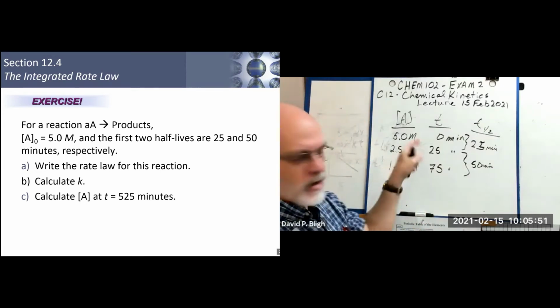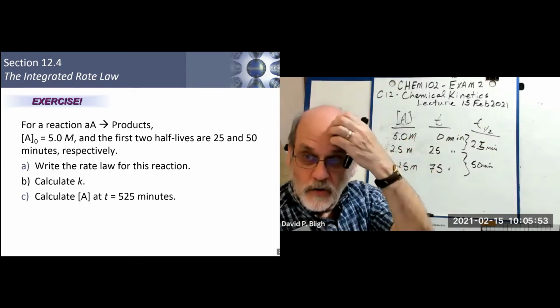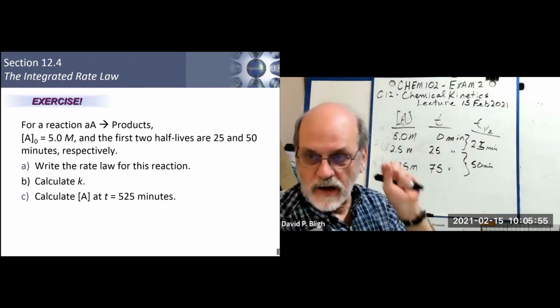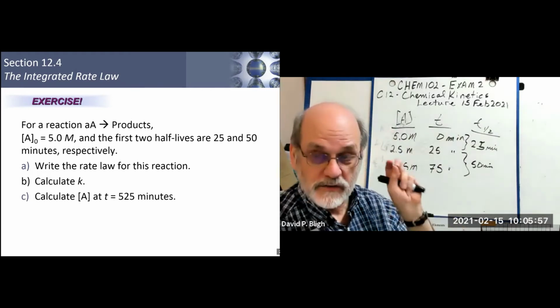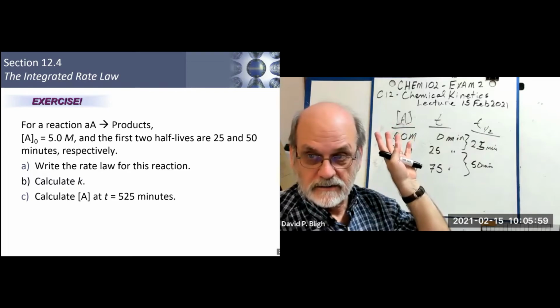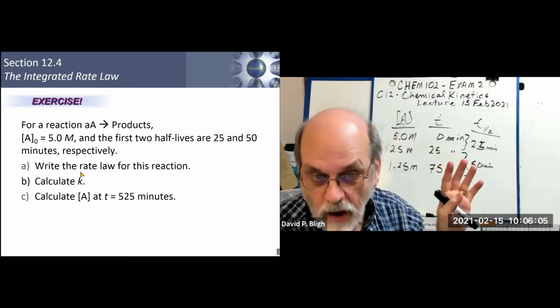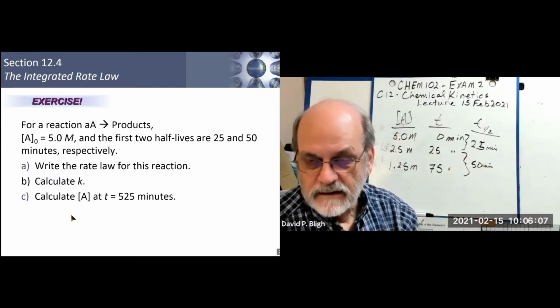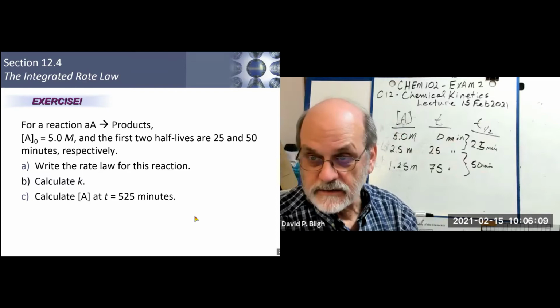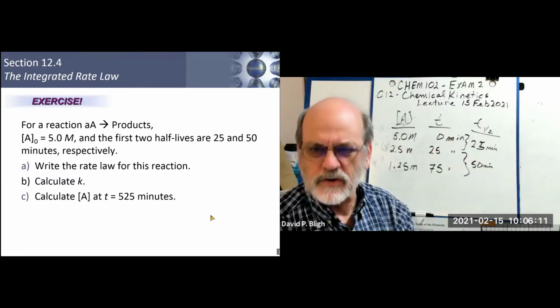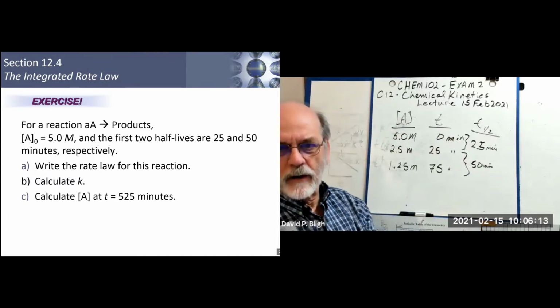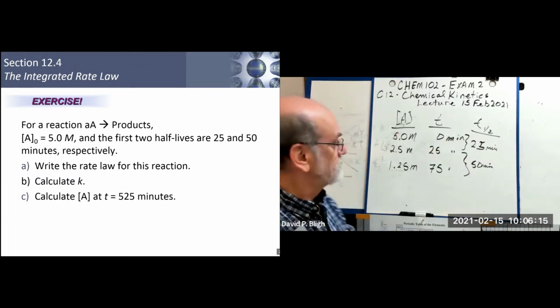But it's in terms of half-lives. So a light bulb ought to go on, say, why don't we use the half-life formulas to determine the rate law? And the rate law, the value of k, and what's A after so many minutes, right? So how would you do that? Well, we look at the different half-lives, right?